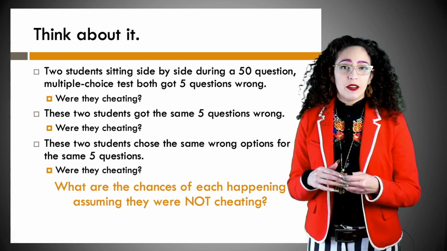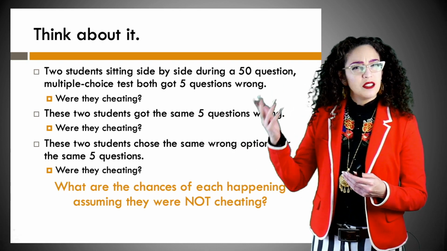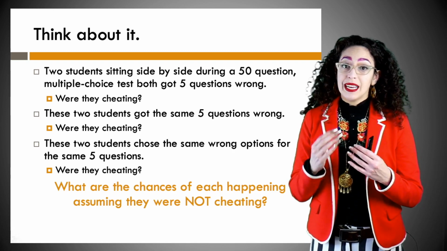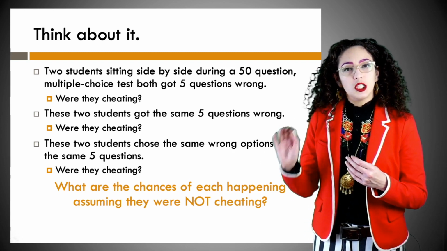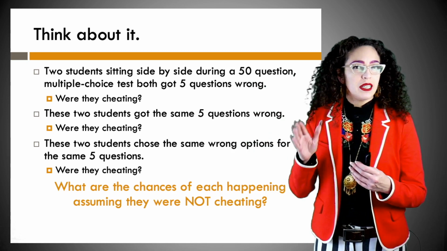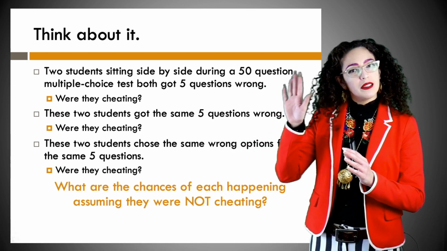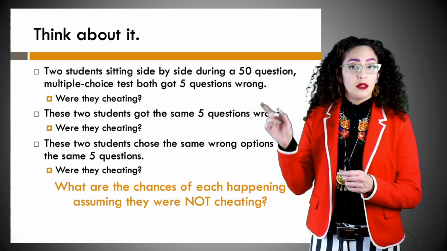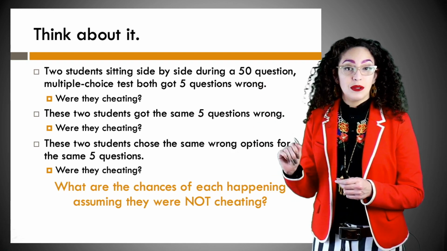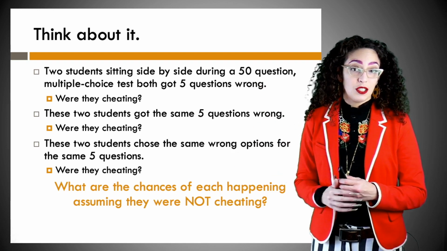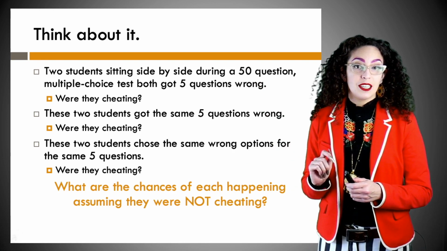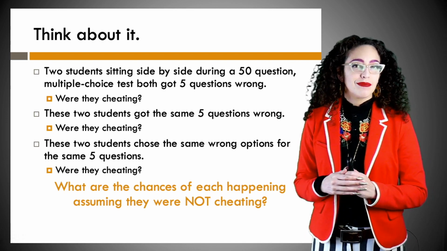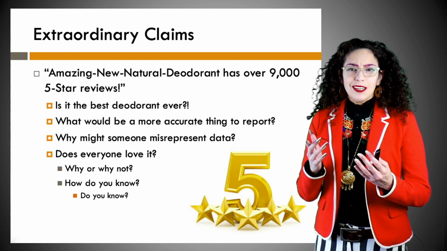Now, in all these examples, I don't have an answer for you right now. This is just to start getting you to think about these things. Now, what's really important, and we will see this as we continue when we start testing things in statistics, what are the chances of each one of these happening, assuming that they were not cheating? If we're going to assume that these are honest students, what's the probability that 2 students get 5 wrong, 2 students get the same 5 wrong, and 2 students get the same 5 wrong and the same 5 wrong answers? These are very important distinctions, and this probability is going to be so awesome when we get there, but that's later.